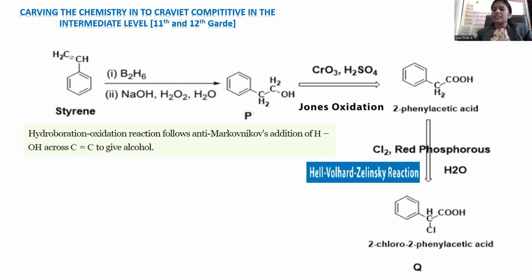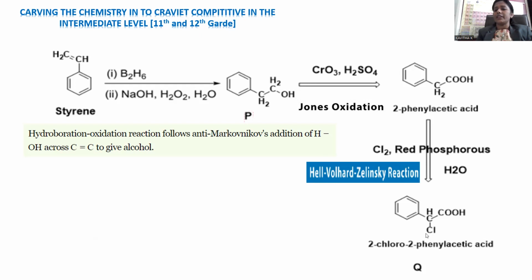Further, this carboxylic acid is treated with chlorine in the presence of red phosphorus. Chlorine with red phosphorus is the reagent for the reaction called the Hell-Vollhard-Zelinsky reaction. The Hell-Vollhard-Zelinsky reaction is very specific for alpha halogenation. The carbon which is adjacent to the functional group is called the alpha carbon and the hydrogens are said to be alpha hydrogens.